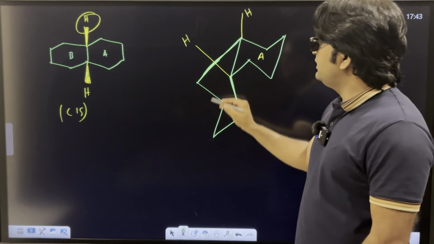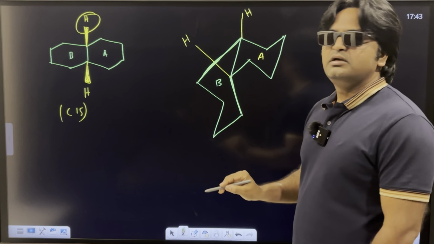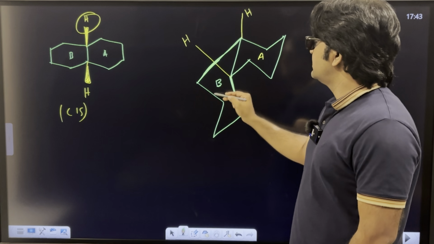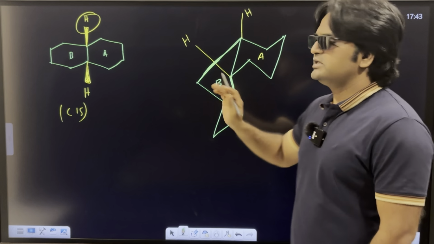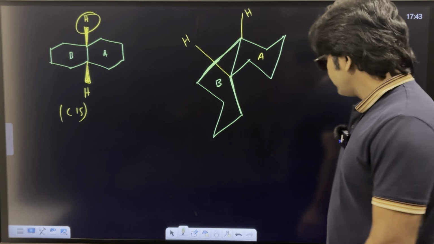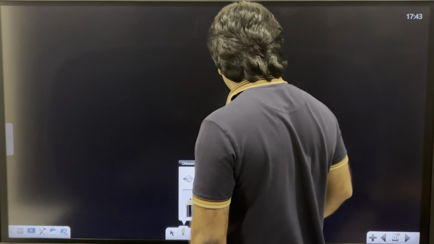So we want how many carbon atoms in ring B? We want 6 carbon atoms. That's why we are taking 6 carbons. 1, 2, 3, 4, 5, 6. Clear? Okay. Next one, I'm going to write trans-decalene molecule, right?